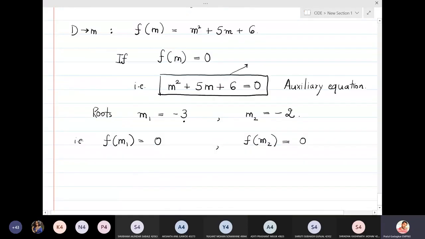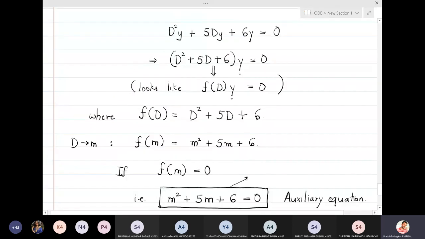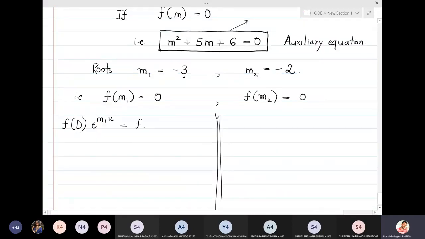So I'm going to get f(D) e raised to m1x is equal to, what was that? Is it f(m) e raised to m1x? So I'm just writing this f(m1) e raised to m1x. And what about here? f(D) e raised to m2x is equal to f of m2 e raised to m2x.